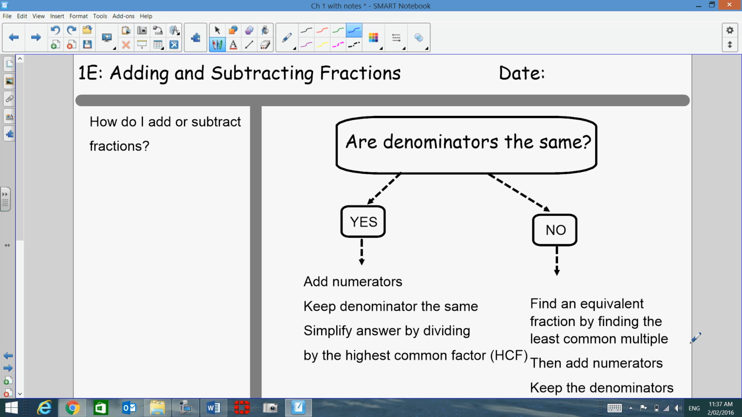And in order to do that, I just want you to pay attention to the denominators. When we add and subtract fractions, all right, the denominators must be the same. So when you're first looking at a question, ask yourself, are the denominators the same? That's your first question that you want to ask.